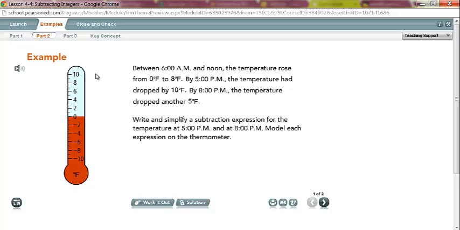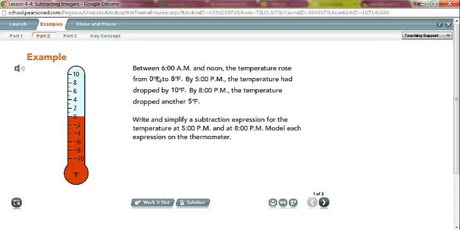One thing I want to make a comment on is number lines don't just go left to right like we're walking. They can go up and down as a temperature, or if we're going up or down a mountain. So let's see what this slide has to say. Between 6 o'clock a.m. and noon, the temperature rose from 0 degrees Fahrenheit to 8 degrees Fahrenheit. By 5 o'clock p.m., the temperature had dropped by 10 degrees Fahrenheit. By 8 o'clock p.m., the temperature dropped another 5 degrees Fahrenheit. Write and simplify a subtraction expression for the temperature at 5 o'clock p.m. and at 8 o'clock p.m. Model each expression on the thermometer.